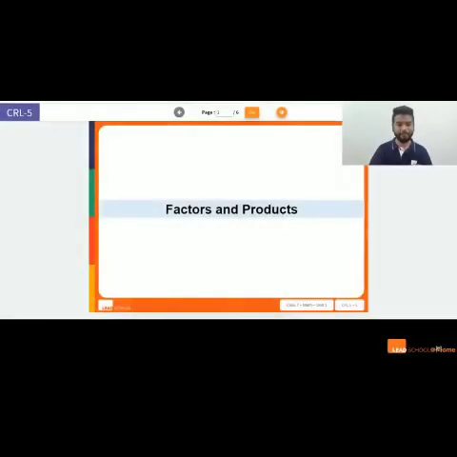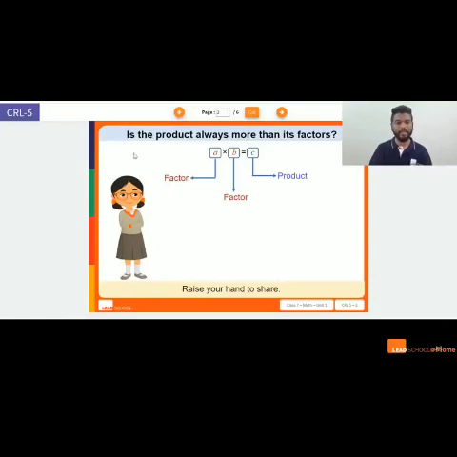Great. To know the answer to this question, let us look at a CRL. Okay. Factors and products. Here we are going to look at 3 different case scenarios, and looking at these observations, we will make an inference or understand what exactly happens when two fractions are multiplied with each other. Is the product always more than its factors? When I multiply A with B, is my C always greater than B or A?